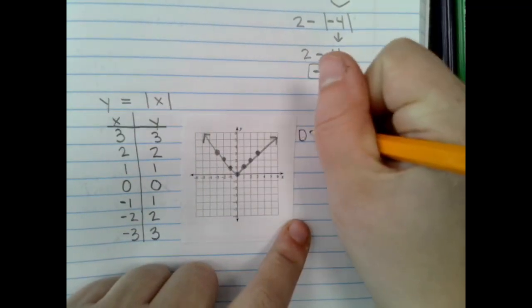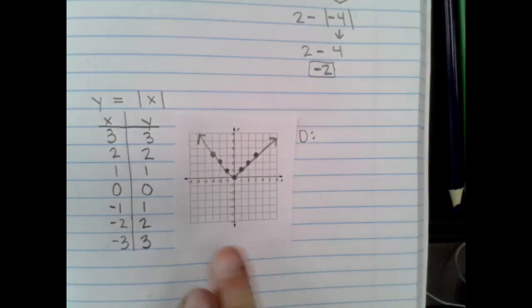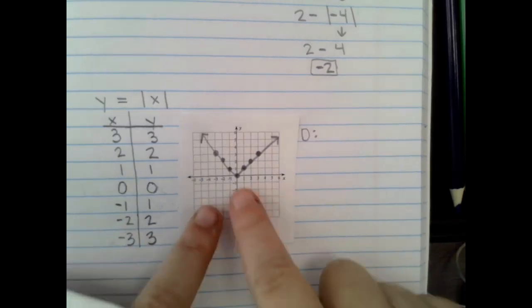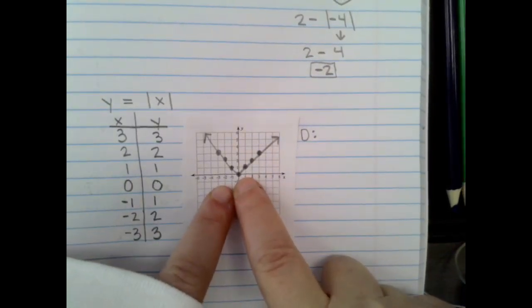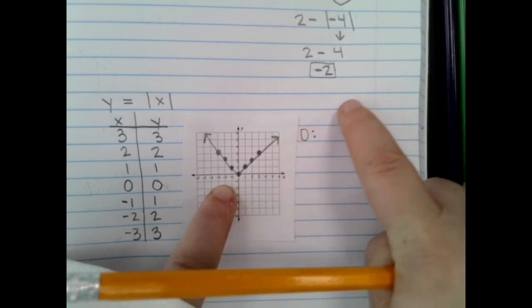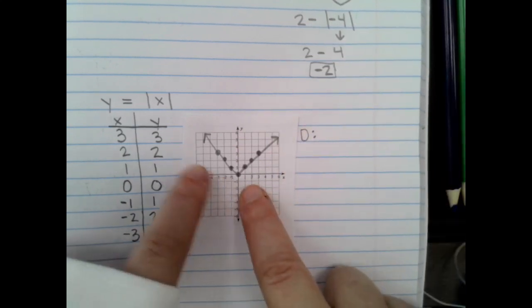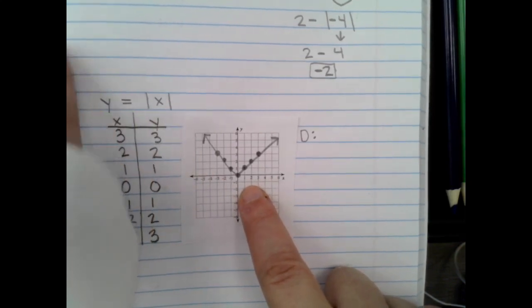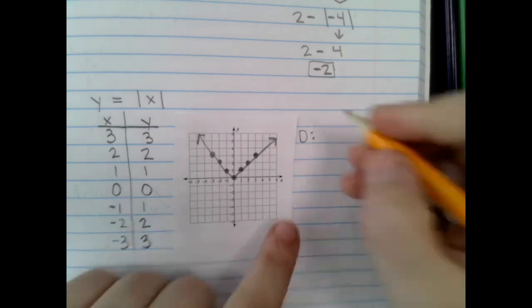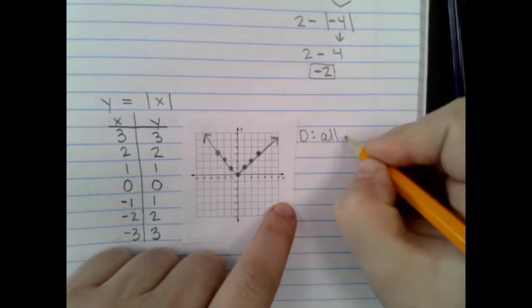So domain is our x's, as we go left and right. So I'm going to put D for domain. Does this graph keep going to the right? Right, right, right. Would that line keep going to the right? Yeah. Would it keep going all the way to the left? Yep, it's going to keep going on and on and on. So what do we say when it goes to all the numbers? Good, all real numbers.